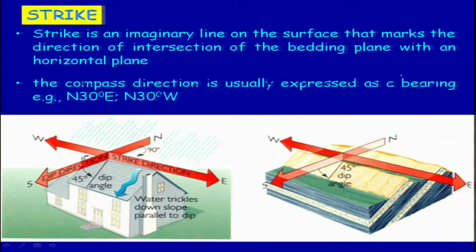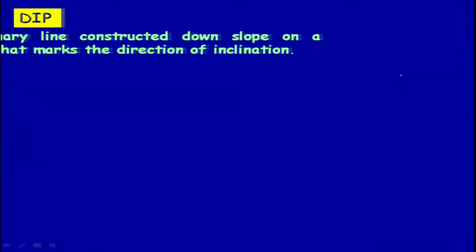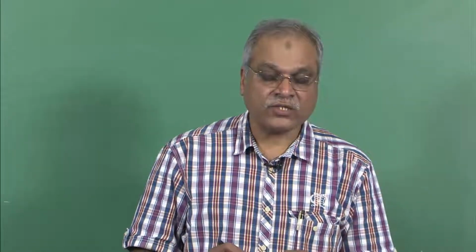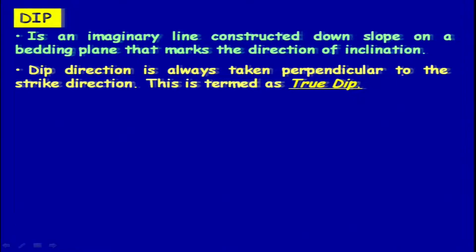So let's move ahead and see what the dip is, how we will talk about the dip. So dip again is an imaginary line constructed downslope on a bedding plane that marks the direction of inclination. As I told, the direction of inclination, so here you will only be able to give one direction. So dip direction is always taken perpendicular to the strike direction, and this is termed the true dip. So if you have the strike direction here, say north-south, then perpendicular to this will be your dip direction.